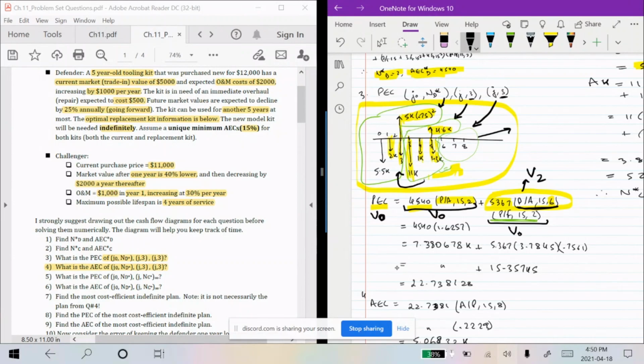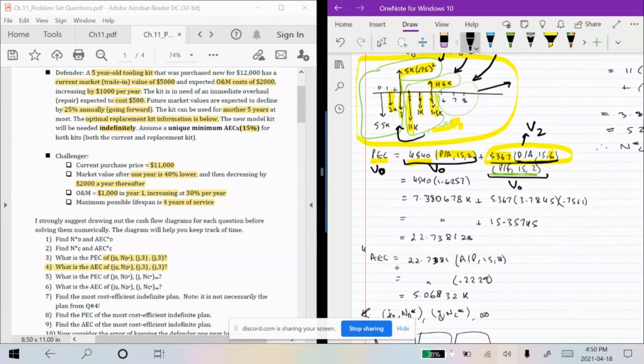Okay, fine. So what I'm doing is V2. This annual cost would be in V2. When you bring it to the present worth, it's going to be in V2. So you drag it back 2 more periods, you get it in V0. I calculated all this, you just substitute the factor values and calculate, and you get 22,738.